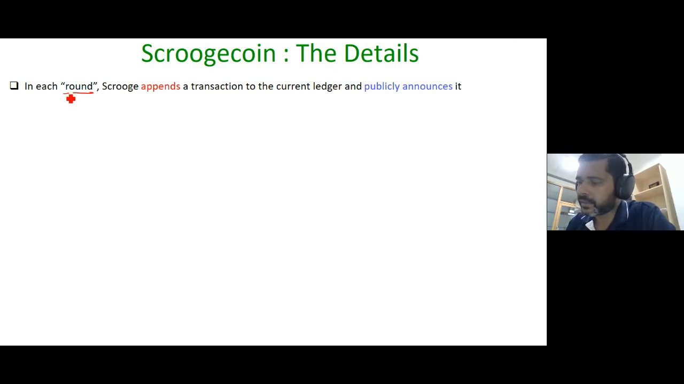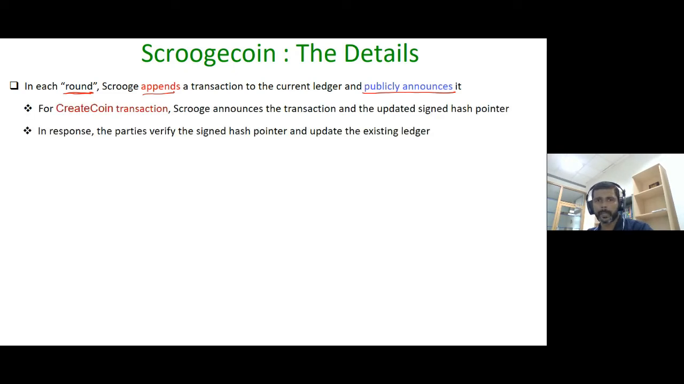So you can imagine that after each round, Scrooge collects a set of transactions, approves them, and depending upon its type, it appends it in the ledger that he has, and he updates the head of the ledger that he's maintaining, and then he publicly announces it to everyone that, okay, here is the updated block or the new block which I want to include in the ledger.